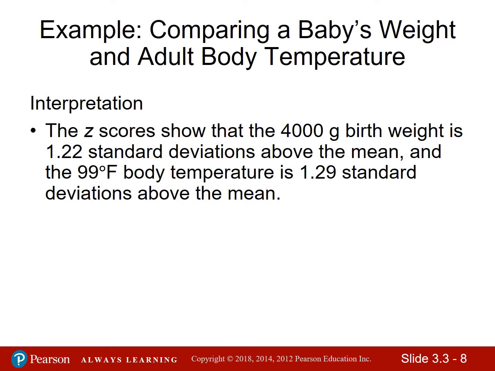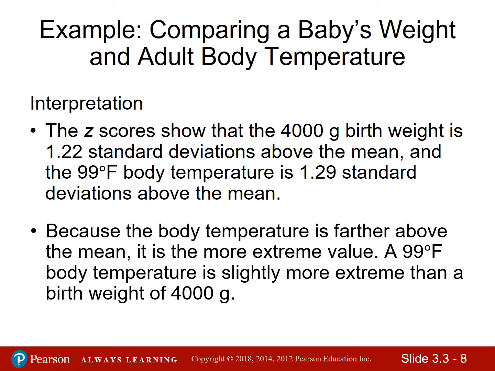So the z-score shows that the 4,000 gram birth weight is 1.22 standard deviations above the mean, and the 99 degree Fahrenheit body temperature is 1.29 standard deviations above the mean. So the 99 degree Fahrenheit body temperature is more significant, or more extreme, than the weight, right? Because the body temperature is farther above the mean and is a more extreme value, a 99 degree Fahrenheit temperature is slightly more extreme than a birth weight of 4,000 grams.